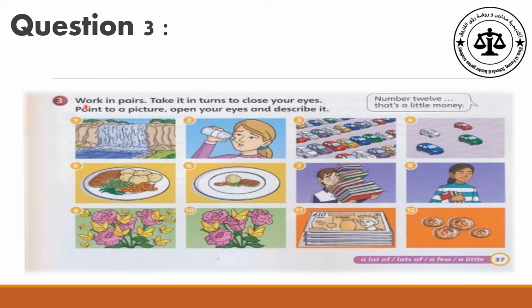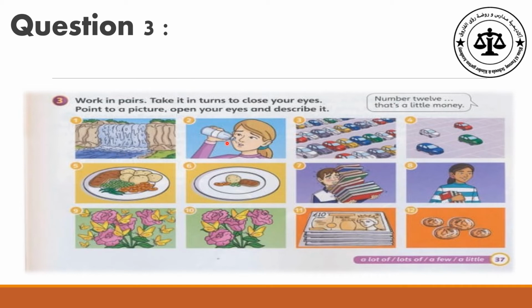And here we have question number 3. This is an activity for you. You can write sentences by using quantifiers. Like number 1, look at the picture. We can say there is a lot of water. Excellent. Or we can say a little water.